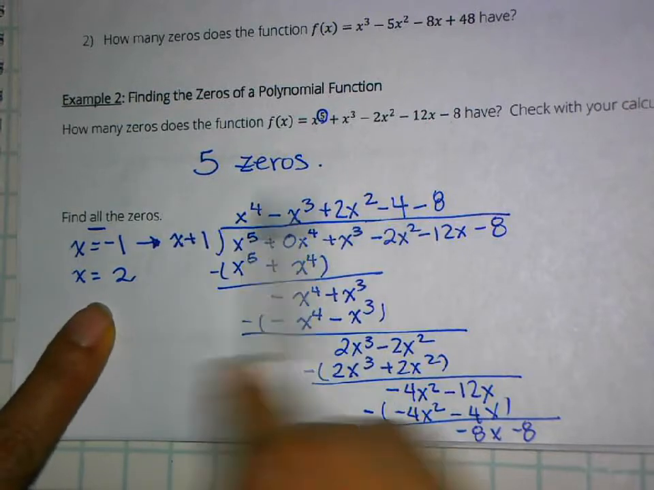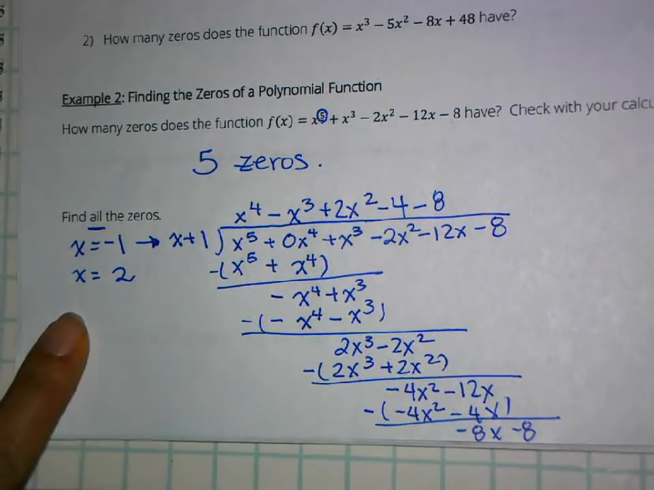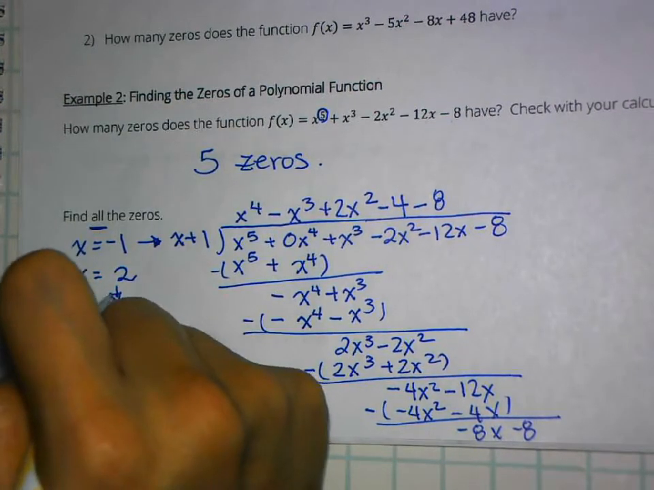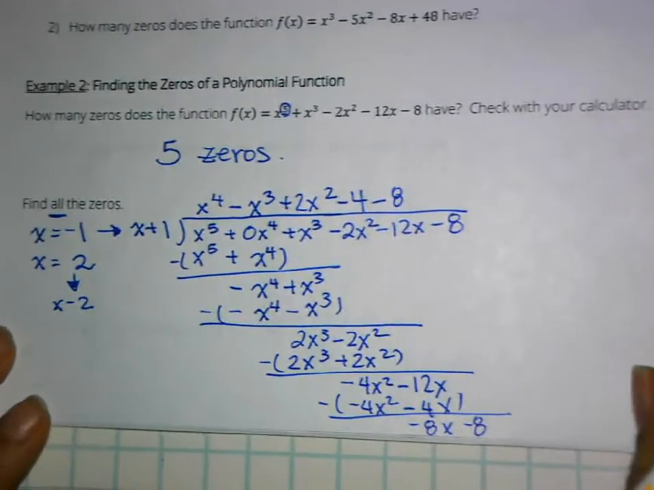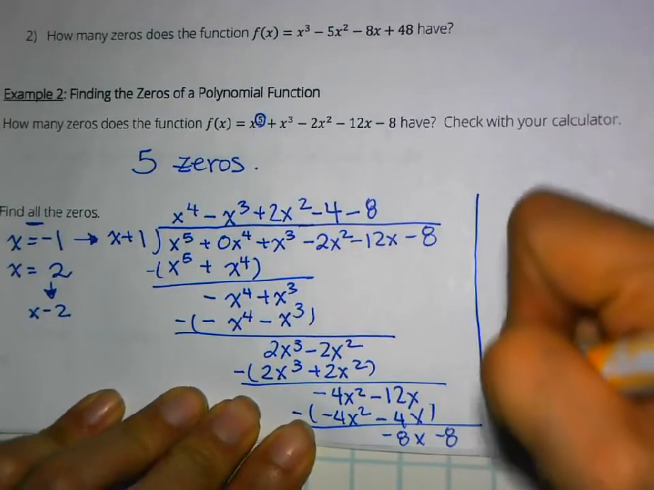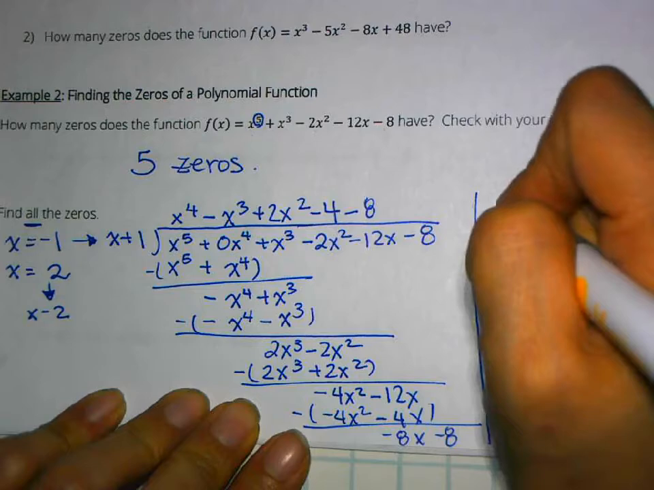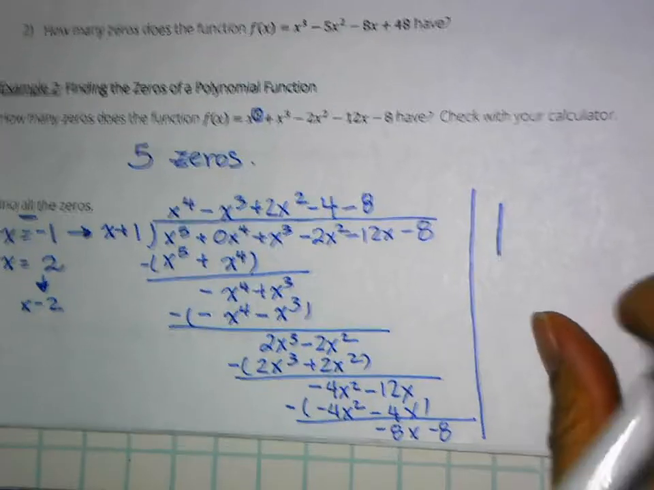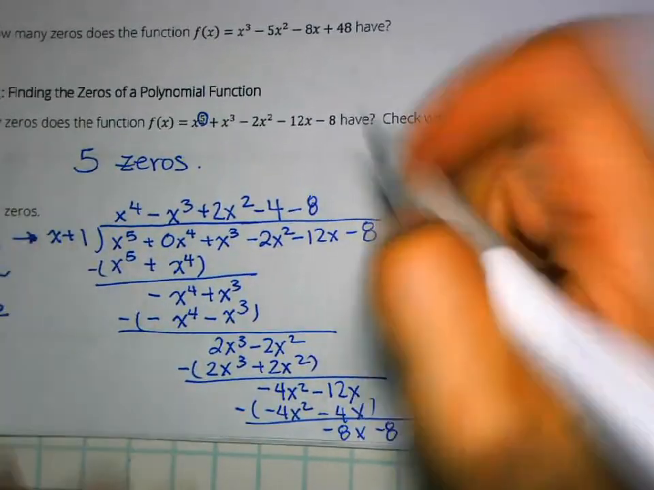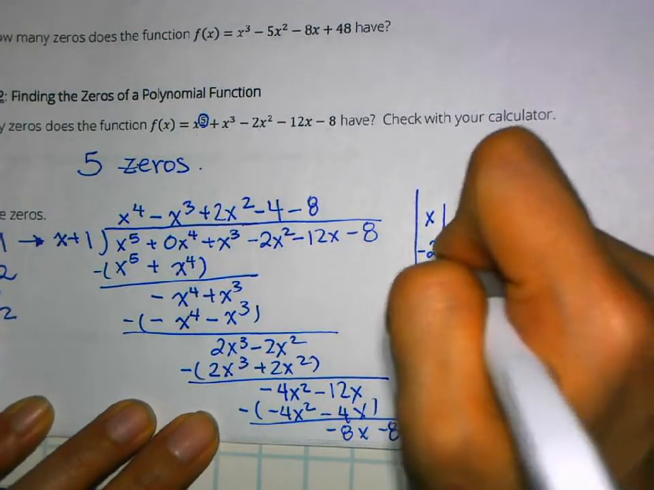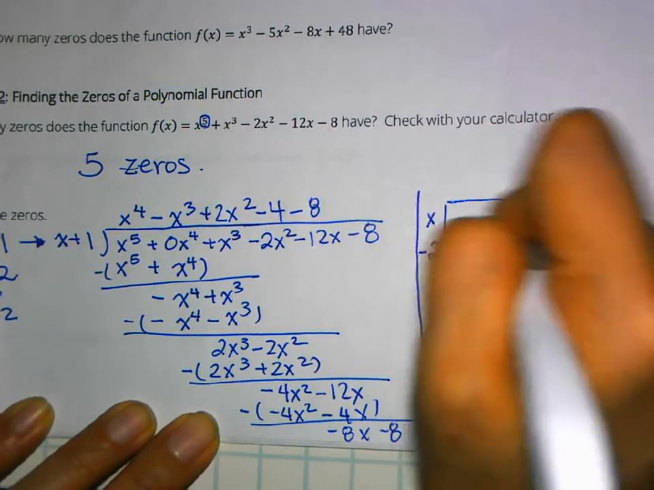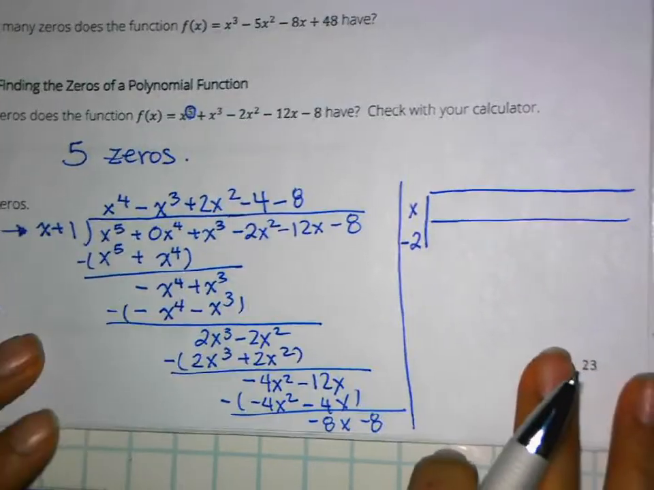Now I'm going to take the answer and divide by the second factor. My second factor is going to be x minus 2. This time, let's see if I can save some space. I'm going to use the array method. I know that I'm dividing by x minus 2. Let's see if I can write it small.